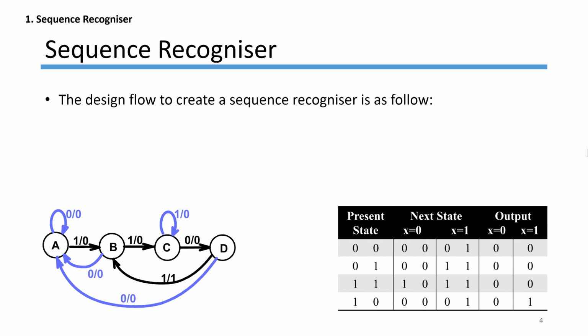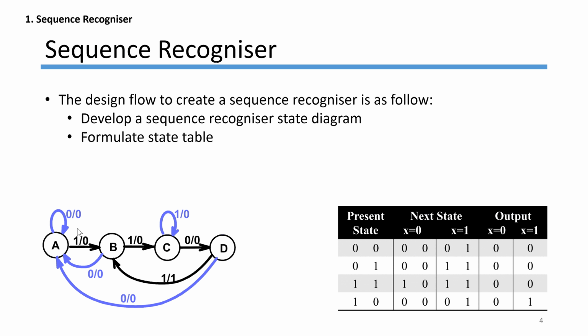As talked about in the lecture slides, in the lecture videos in UTS Online, there is a design flow to create a sequence recognizer, and they follow as such. So initially you would develop a sequence recognizer state diagram. So if you look at the image on the bottom left, that is a state diagram. You should formulate a state table based on that state diagram. So as you can see in the image on the right, that table, this is your state table.